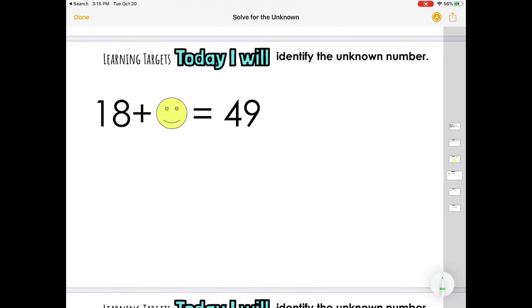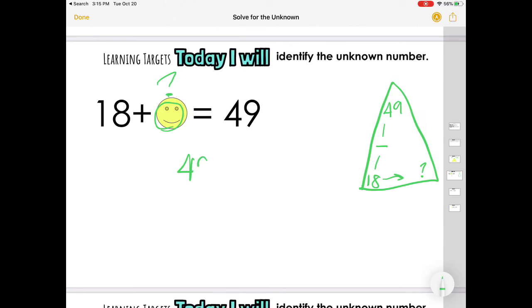We're going to draw our triangle first and foremost. Here's my triangle. I have 18 plus a smiley face equals 49. This is my unknown number. I need to figure out what this is. My total is 49. Okay, so my total goes at the top. I know 18 is one of my add-ins, but I don't know this one. That's my question mark. All right, so 49 minus 18 will give me my answer.